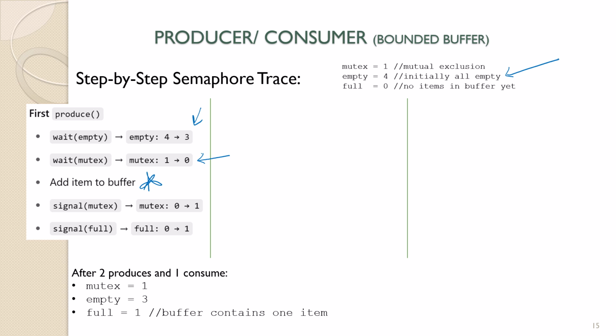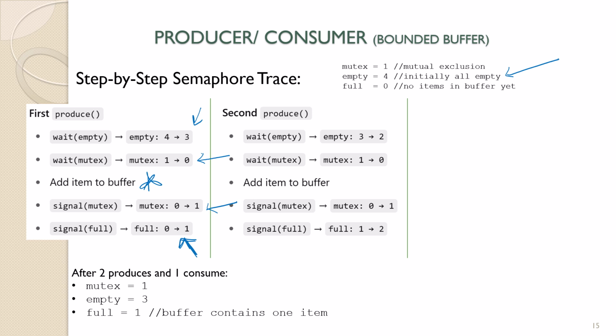So that any other process that's trying to get in there is not going to be able to get in there with that mutex. And then it's going to signal the mutex when it's done and change it back to 1. And then it's going to add 1 to full to indicate that there is something now ready to be consumed. The next one's going to come.